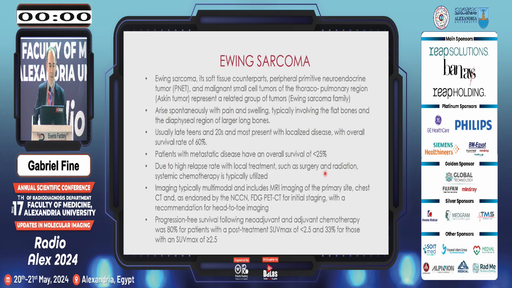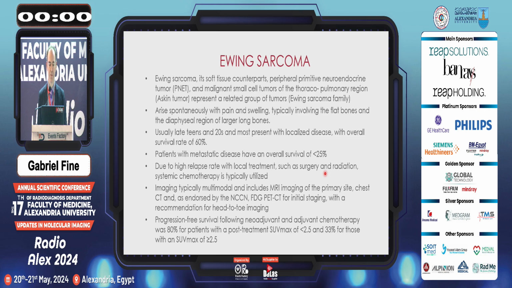Ewing sarcoma, its soft tissue counterparts, peripheral primitive neuroectodermal tumors, or PNET, and malignant small cell tumors of the thoracic pulmonary region, or Askin tumor, represent a related group of tumors in the Ewing sarcoma family. They arise spontaneously with pain and swelling, typically involving the flat bones and diaphyseal region. Usually this is a young person's diagnosis, usually late teens and 20s, and most present with localized disease, and if it's localized, the overall survival rate is about 60%. If they do have metastatic disease, the survival drops pretty dramatically.